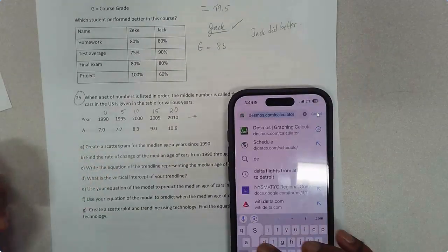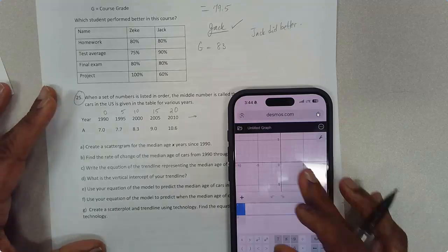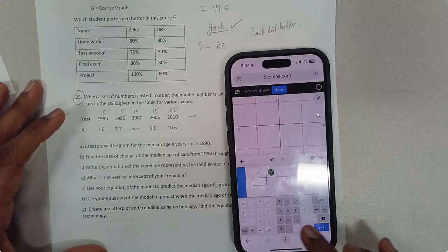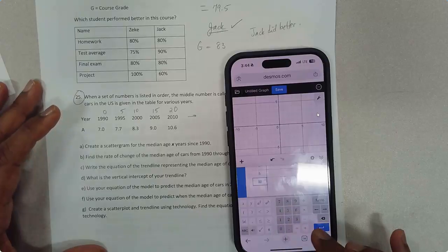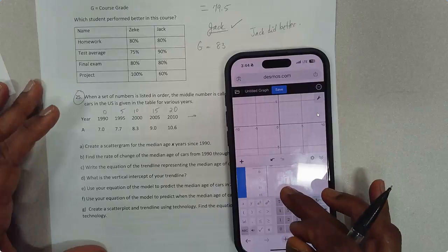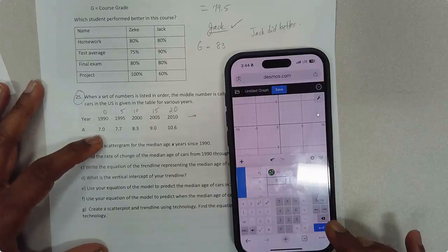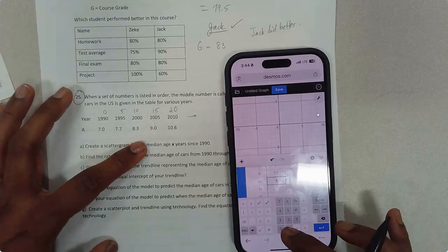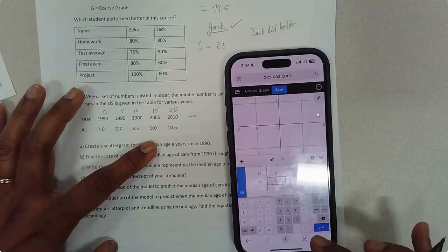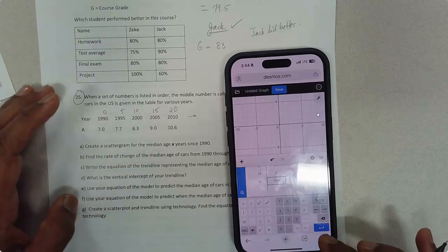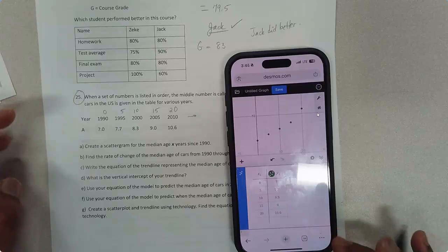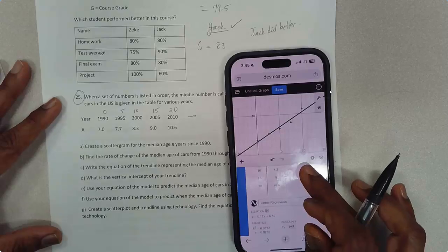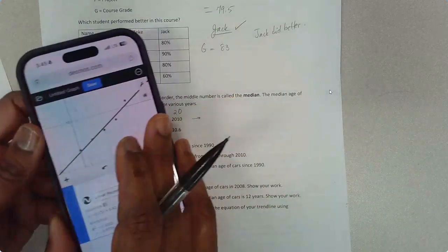Go to Desmos. Pick the graphing calculator option. Push the plus so you get the table option. I'm doing 0, 5, 10, 15, 20. And then go here and enter these values: 7, 7.7, 8.3, 9, and 10.6. Once you do that, push on the magnifying lens so that the graph shows up, and then push on that button to get the equation. This will give us all the answers that we need for the first few parts.